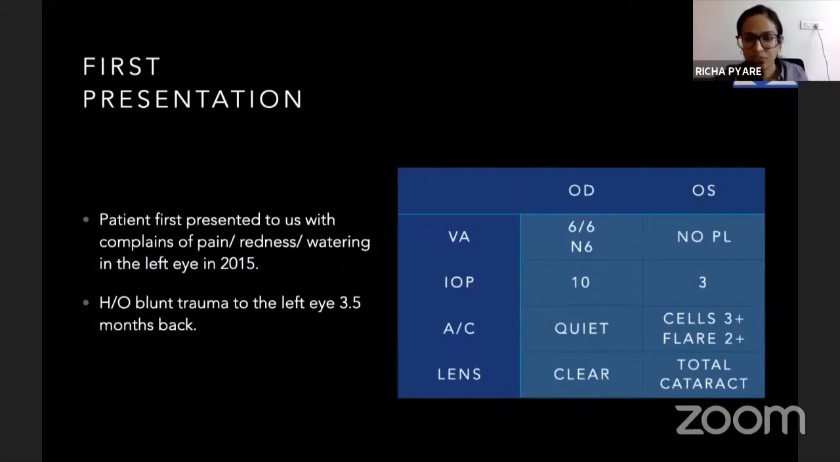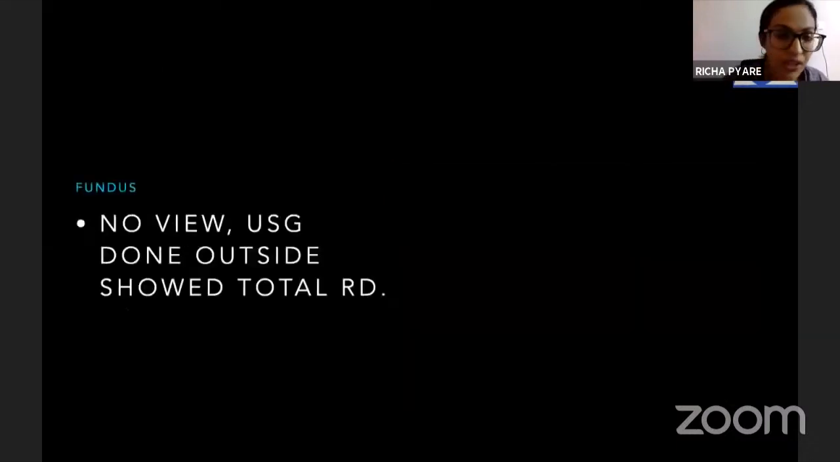So I'll just begin. This is a very interesting case. The patient first presented to us in March of 2015. He was a 30-year-old gentleman. At this point, he gave history of pain, redness, and watering in the left eye. There's history of trauma to the left eye 3.5 months back. On examination, the patient denied perception of light in the left eye. IOP was 3, anterior chamber cells and flare were present, and a total cataract was there, which precluded view of the fundus. At this point, the right eye was completely normal.